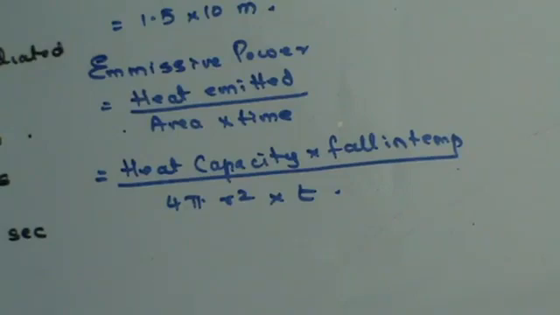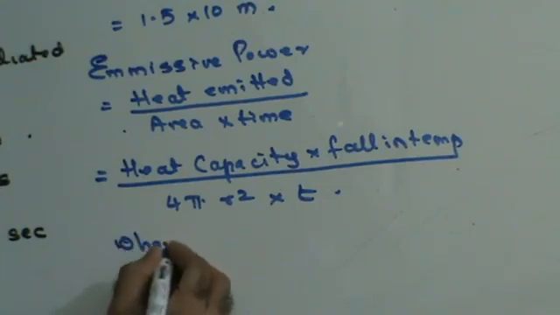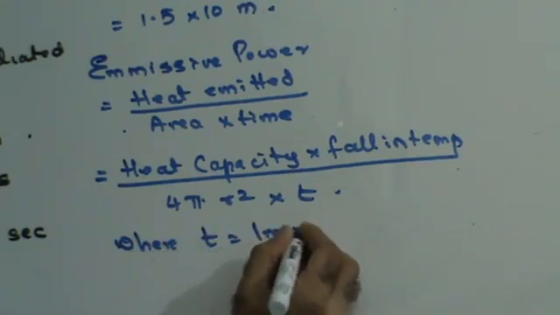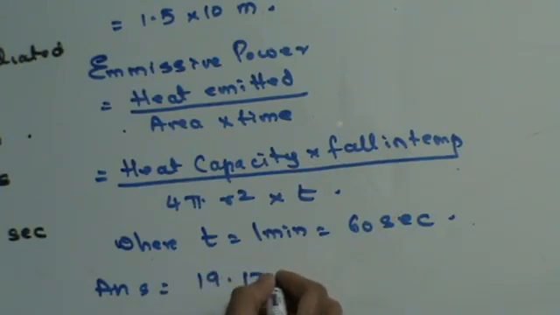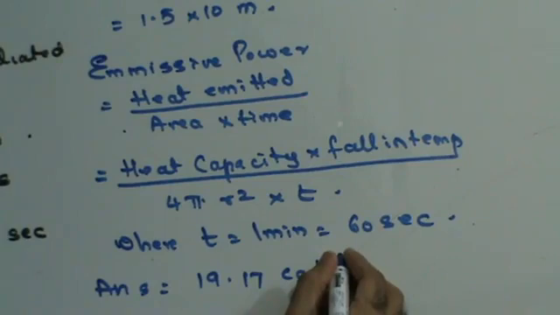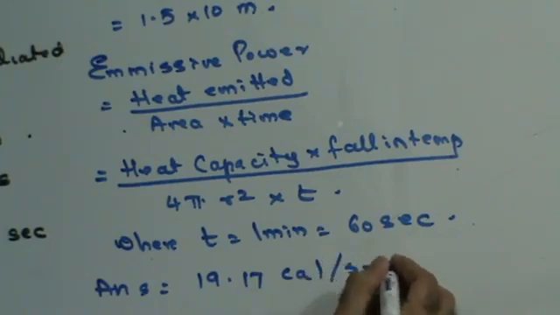The fall in temperature is given to you as 0.5 degrees Celsius per minute, so time has to be 1 minute, which is nothing but 60 seconds. So I have heat capacity, fall in temperature, radius, and time. I should be able to find out the answer, guys. The answer for this should be 19.17 calories per second meter square.